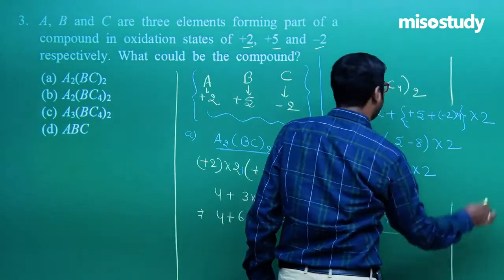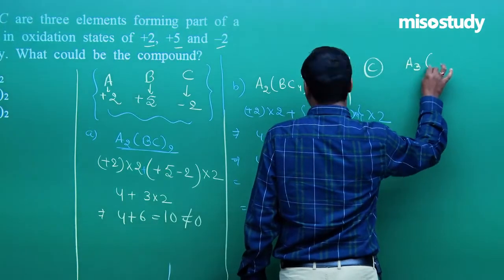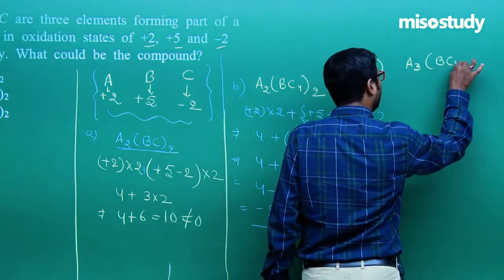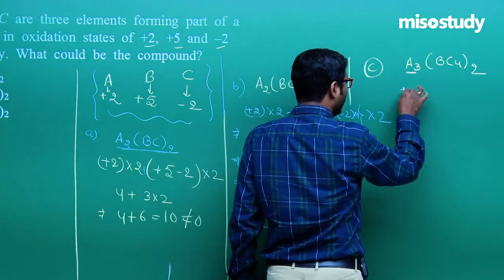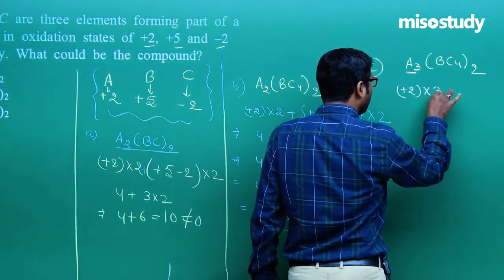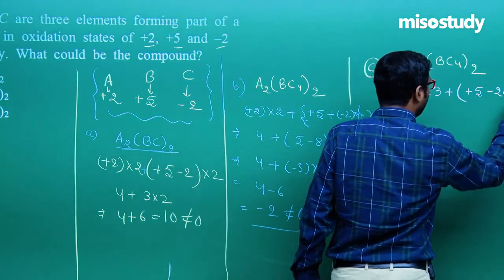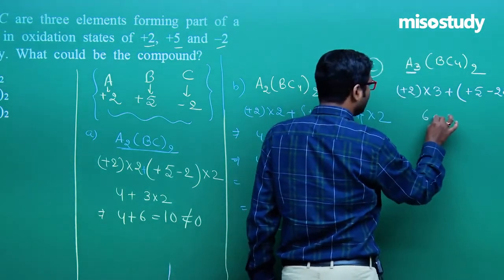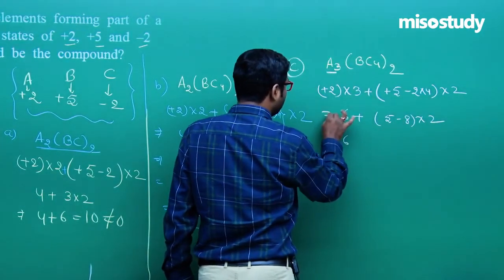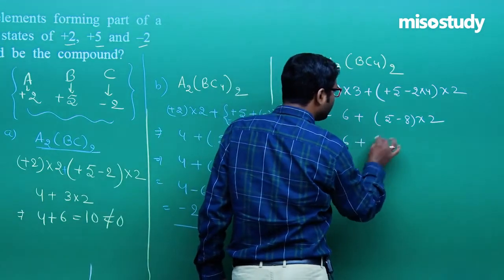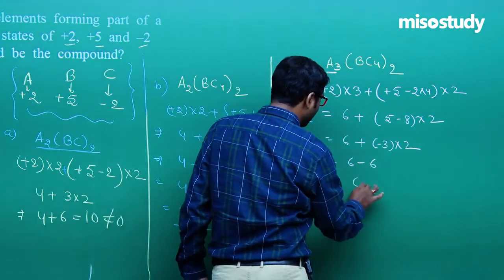Now moving here, check it out. For C option, for C that is A3(BC4)2. Clear? Now what is the oxidation state of A? Plus 2 into 3 plus B that is +5. For C -2 into 4 into 2. Clear? 3 to 6 plus 5 minus 8 into 2, that is 6 plus minus 3 into 2, that is 6 minus 6 is equal to 0.